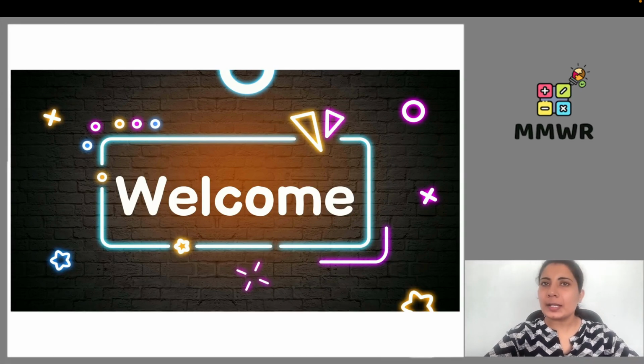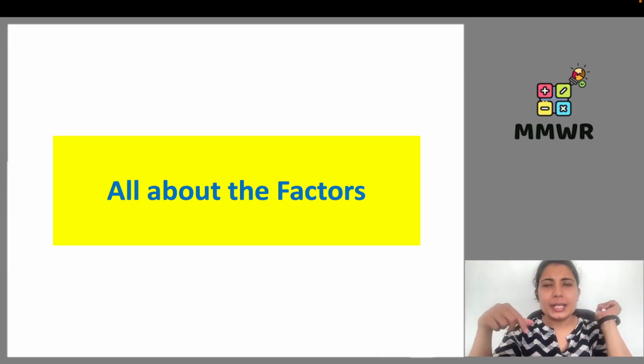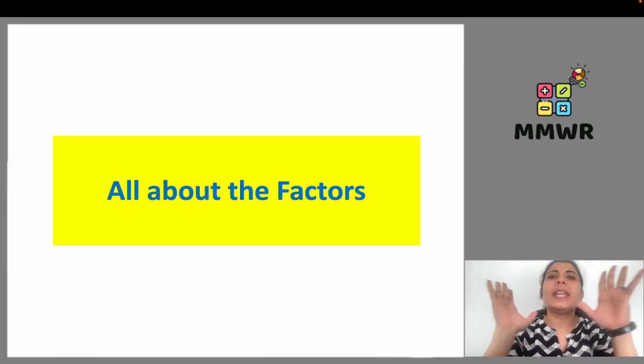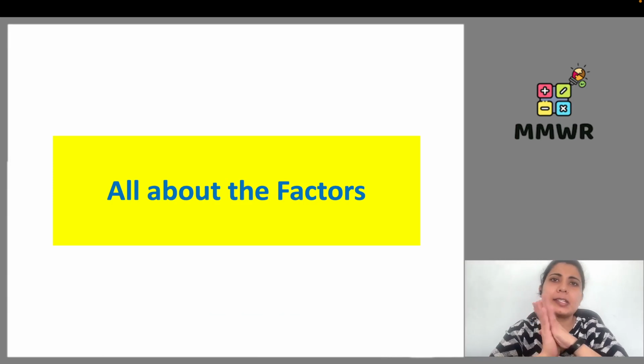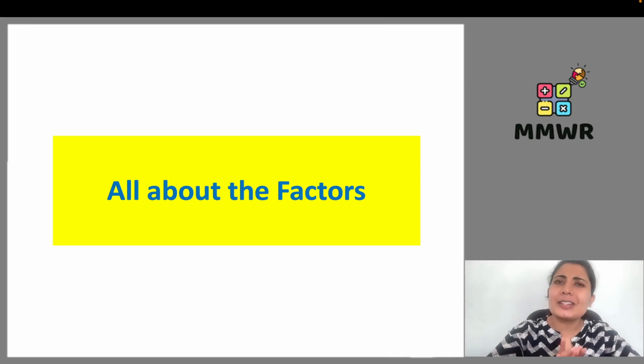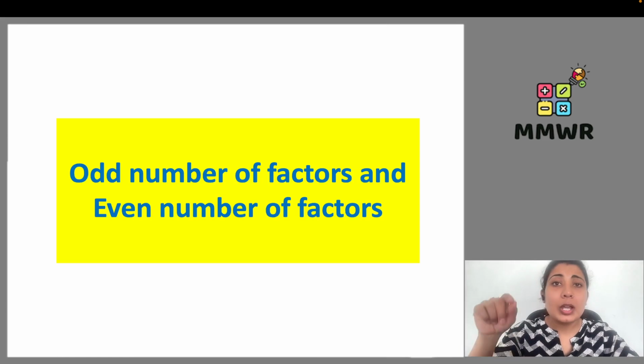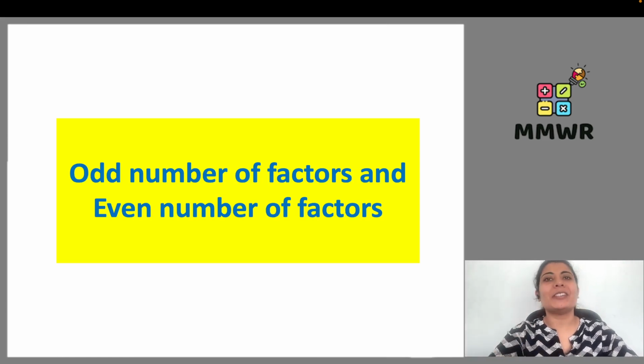As we have already started with the series on factors, we simply have to talk about the factors and different things. In the last session, we learned about the total number of factors and prime number of factors. In today's session, we are going to learn about odd number of factors and even number of factors. Out of the total factors, how many of them are odd numbers and how many are even numbers, that we have to check.